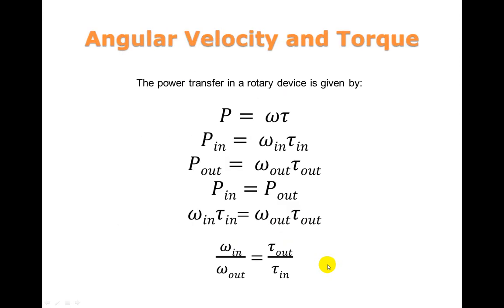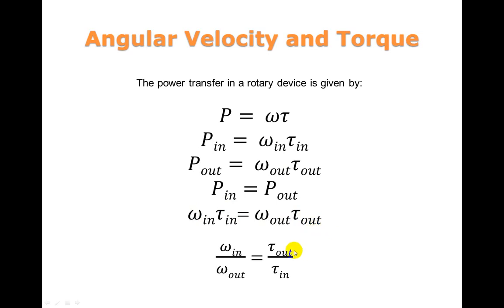Okay, so how do angular velocity and torque relate? The power transfer in a rotary device is given by power transfer equals angular velocity times torque. So again, we're going to set it up as power in would be angular velocity in times torque in, and power out would be angular velocity out times torque out. We know that power in has to equal power out, so we set these equal to each other.